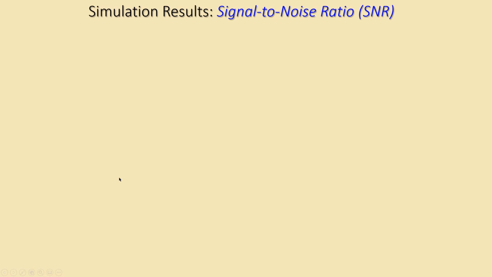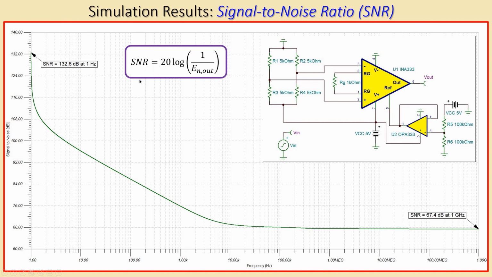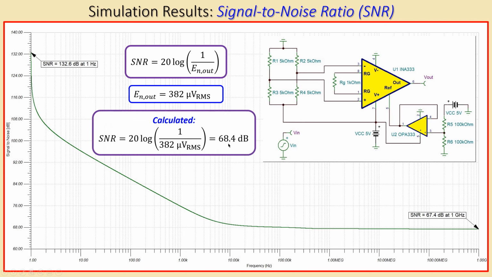Okay, let's also look at the signal to noise ratio, SNR. This is the plot. You can see it started already large at low frequency, 1 Hertz, and then decreases rapidly and then settles down to this value. So we have calculated that signal to noise ratio using this formula. We have this output noise voltage spectral density, and we have the calculated value of 68.4 dB. And the simulation gave us 67.4 dB. This is of course then 1 dB smaller.